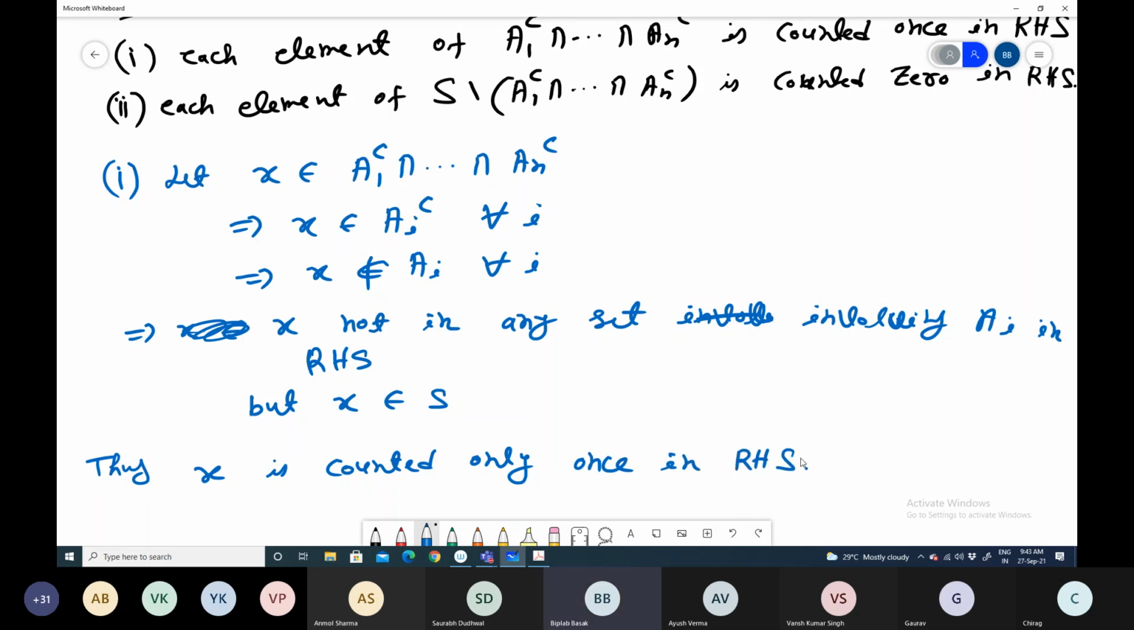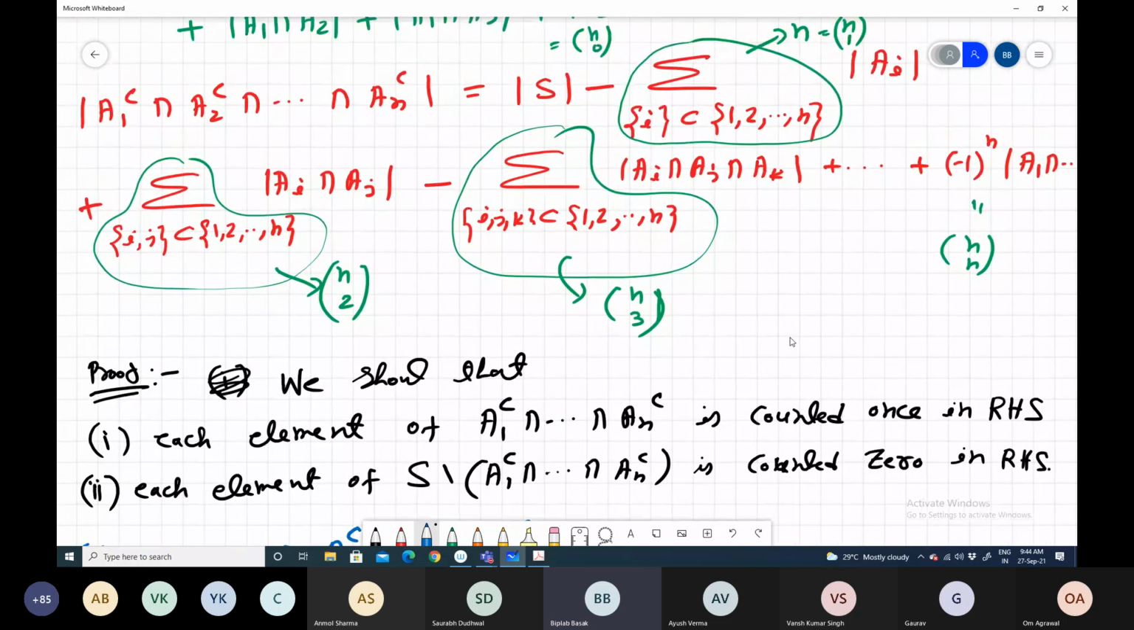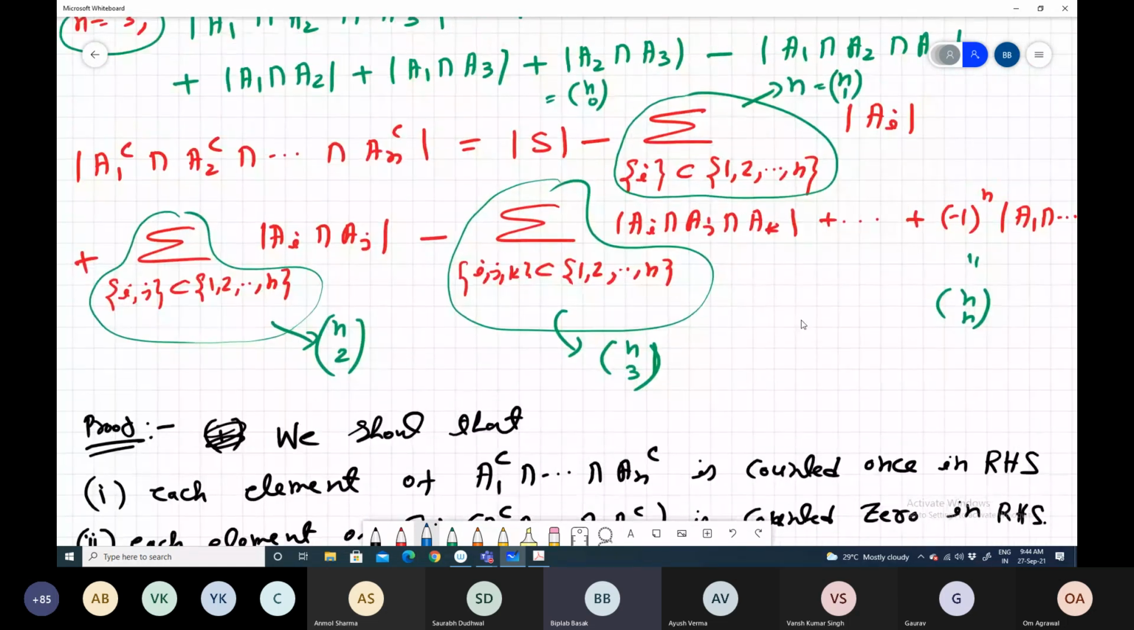Is that clear with everyone? Sir, the right hand side is just a counting, right? How can we say that a particular element is counted or not? Because we are both adding and subtracting at the same time. Right. So what I'm saying, maybe it is just a lack of expression.